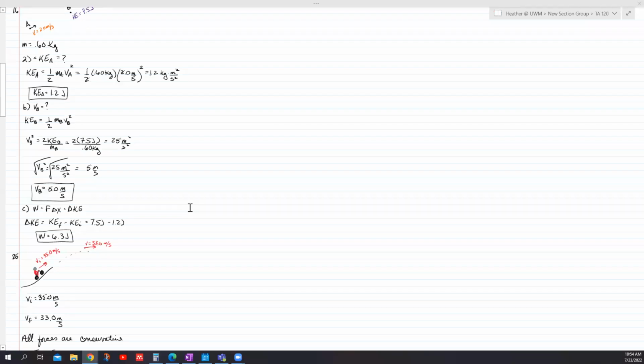The total work done on the particle as it moves from A to B. So we know that the work done equals the force times the distance, and that equals the change in kinetic energy. So we have been given kinetic energy for point B. We solved for kinetic energy for point A. So we're just going to take the final kinetic energy minus the initial kinetic energy, 7.5 joules minus 1.5 joules, and we end up with 6.3 joules.